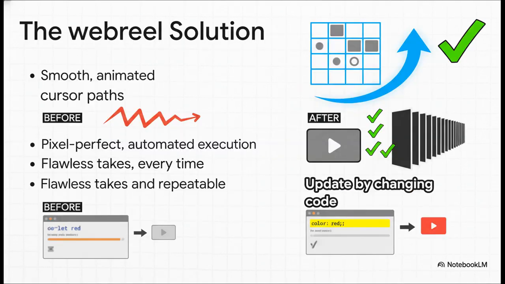Remember the shaky cursor? Gone. You get these smooth, animated paths. Those typos and mistakes? Nope. You get pixel-perfect, automated execution. This means every single take is flawless and 100% repeatable. And updating it? So simple. You just change a line of code.